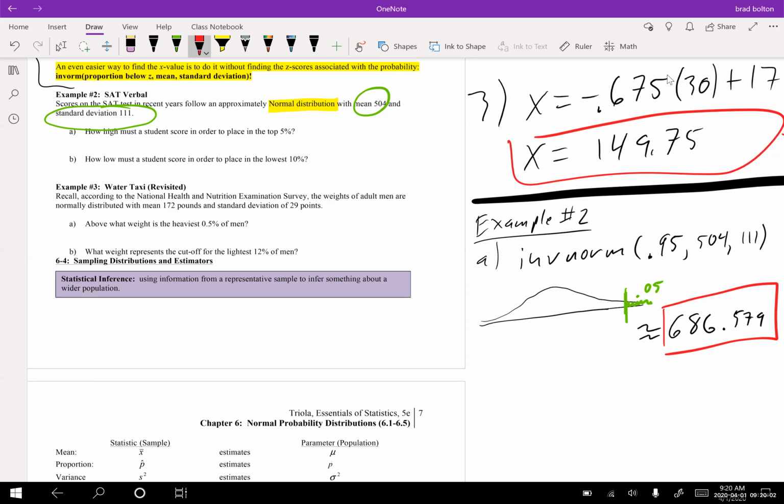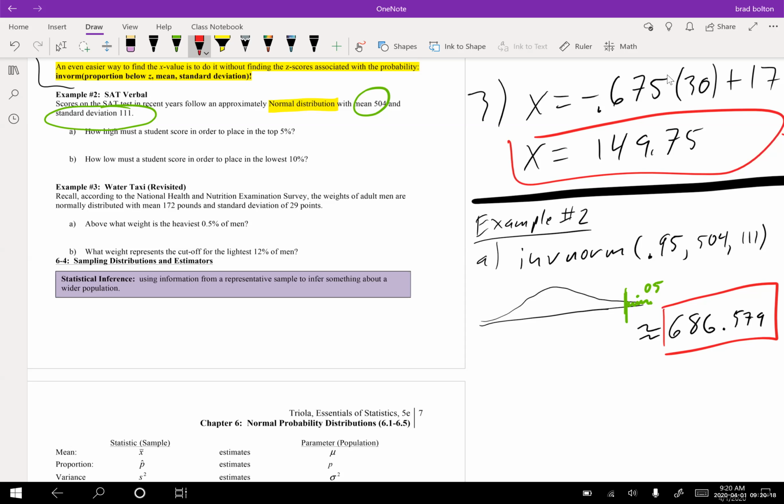So anything above that would give you in the top 5%. Okay. Now notice I didn't find the Z-score at all. I found the non-standard, or the unstandardized, version of the answer. So this answers their question.